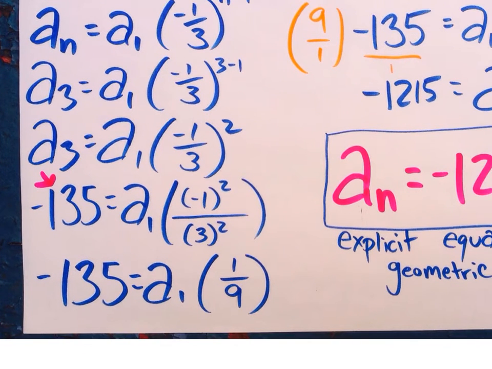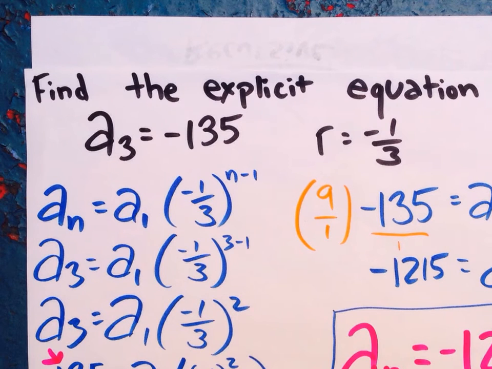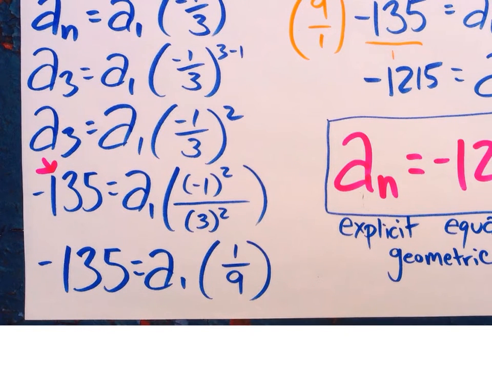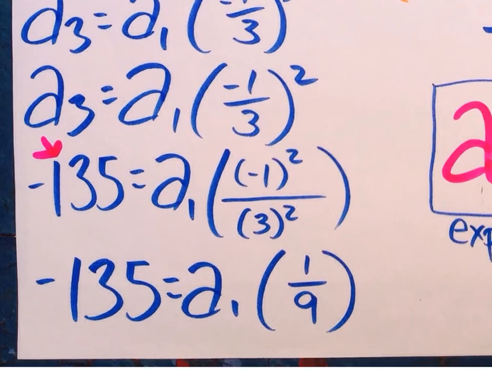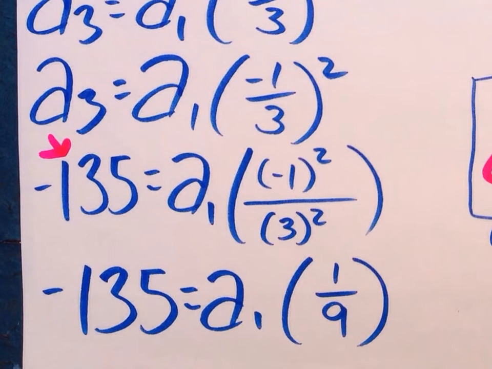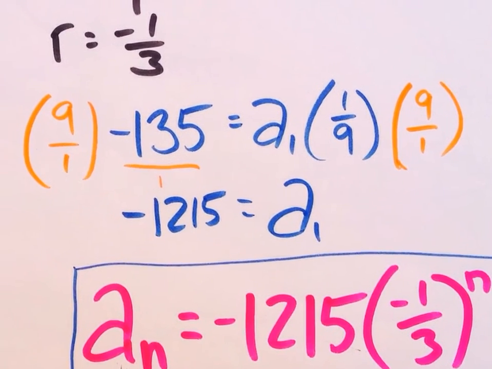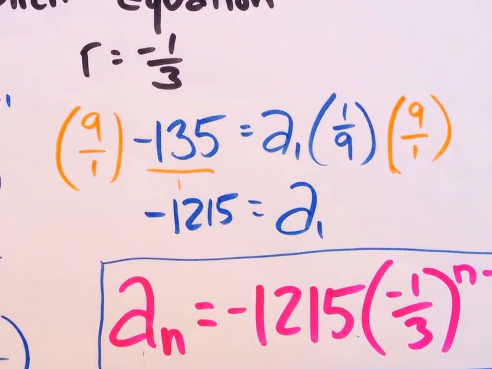Well, what we can then do is, as we're moving forth, change a sub 3 to -135. We know that because that's the given information. And when we raise our ratio, -1/3, to the power of 2, that's going to give us 1 over 9. We can then ask, how do we get a sub 1 by itself? This might be a little bit tricky. So instead of dividing both sides by 1/9, what we can do is multiply by the reciprocal.